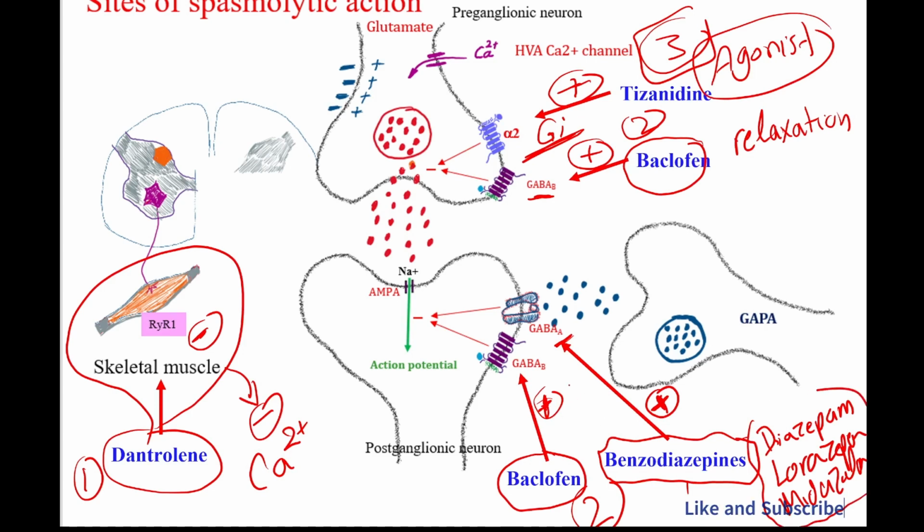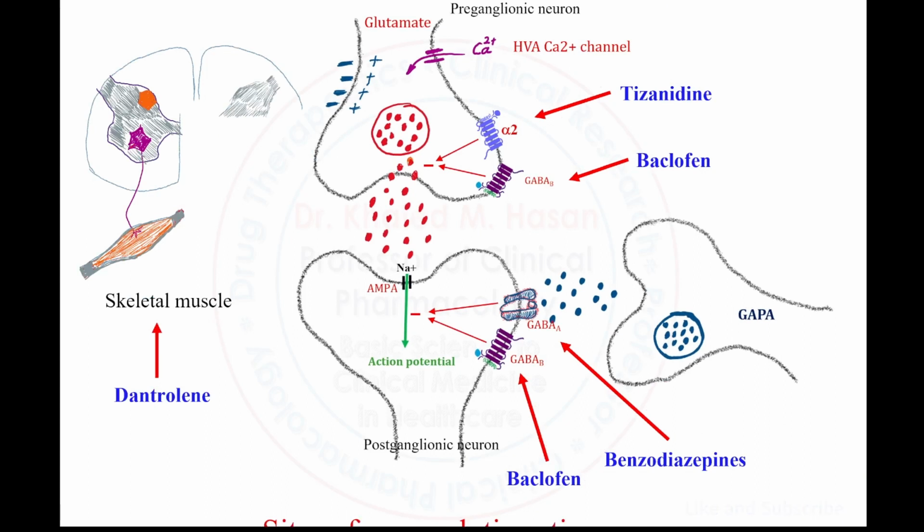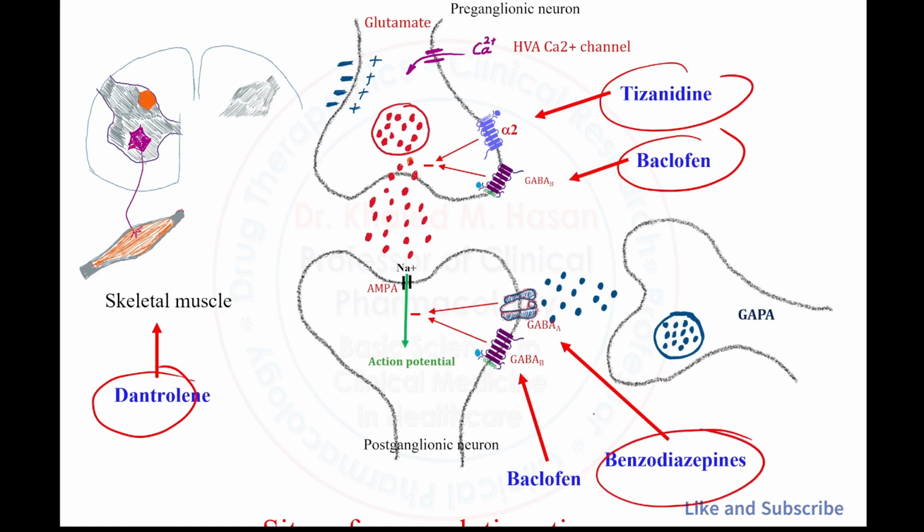Give me a medication that stimulates GABA B and is used as a skeletal muscle relaxant. We have baclofen. Which of these medications works directly on skeletal muscle by inhibiting the receptor called ryanodine and inhibiting the release of calcium? We have dantrolene. So we can create several questions from this slide. Again, this is what we show in the slide: dantrolene, baclofen, tizanidine, benzodiazepine. So we have four main groups of medication in this list.